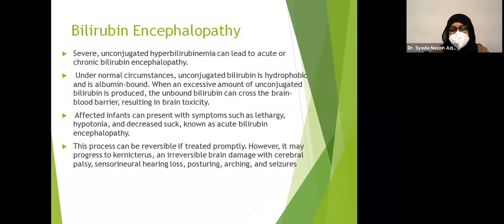Initially, in the early phases, this process is reversible, and if we treat the hyperbilirubinemia promptly, the infant will hopefully grow normally. However, if hyperbilirubinemia persists for a longer duration, the damage to the brain becomes irreversible, leading to cerebral palsy, sensorineural hearing loss, posturing problems, arching, as well as seizures in some cases. This irreversible or chronic bilirubin encephalopathy is commonly termed kernicterus.